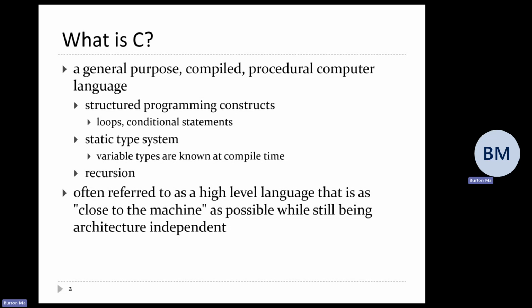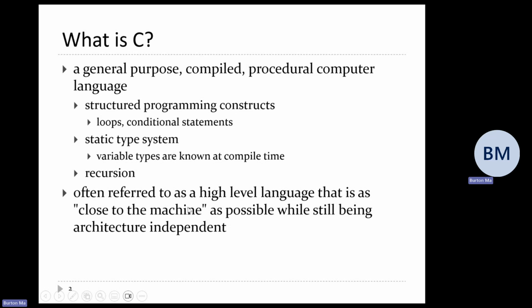Procedural means it has structured programming constructs like loops, conditional statements, and functions. So in that respect, it sort of resembles Python as you were taught it in 121. It has a static type system, so that's similar to what Java has, right? Variables in Java have a type that's known at compile time. C is similar. It has recursion, so that's, I guess, useful.